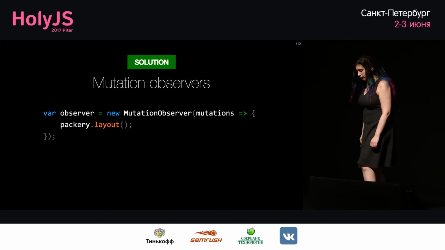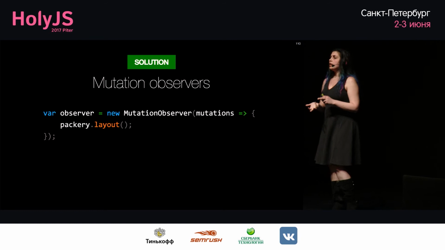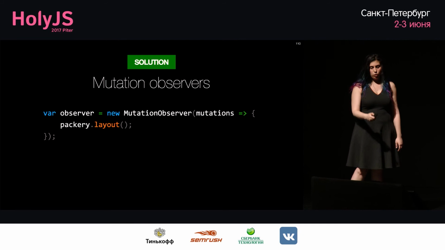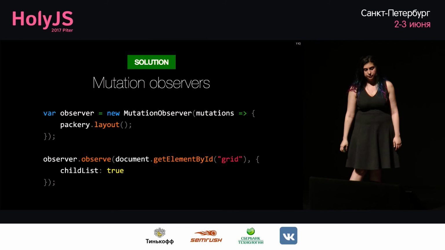So mutation observers let you react to changes in the DOM, changes to attributes, changes in the adding, removing children, even changes down in the subtree. So you create a mutation observer like this. You only provide the callback. And then you can use the same mutation observer to observe different elements with different options. So it's done in two stages.